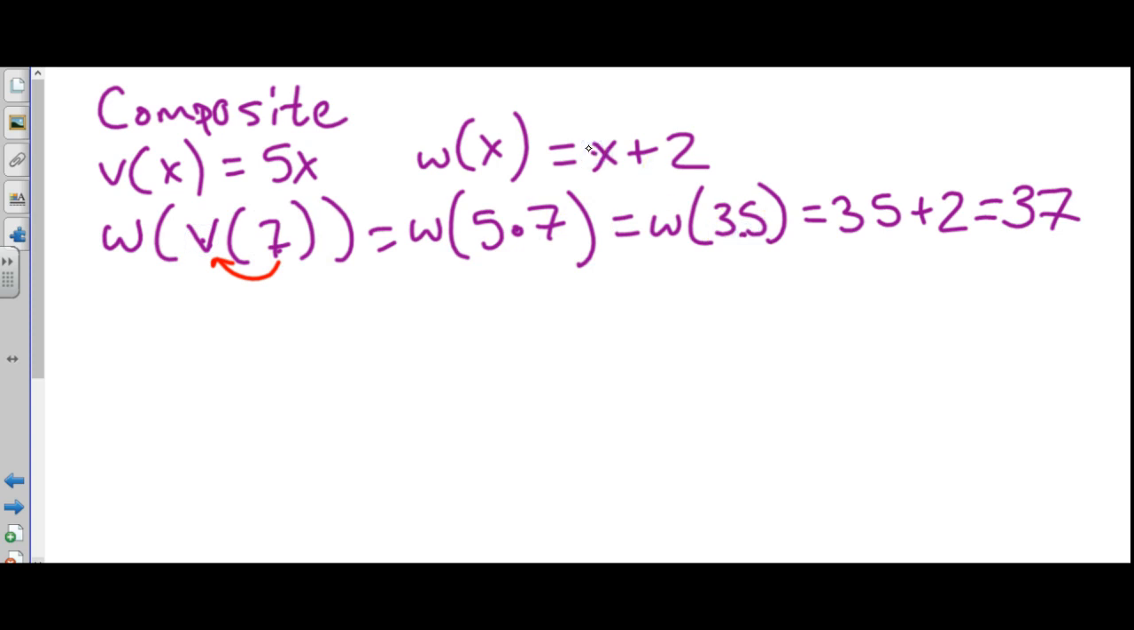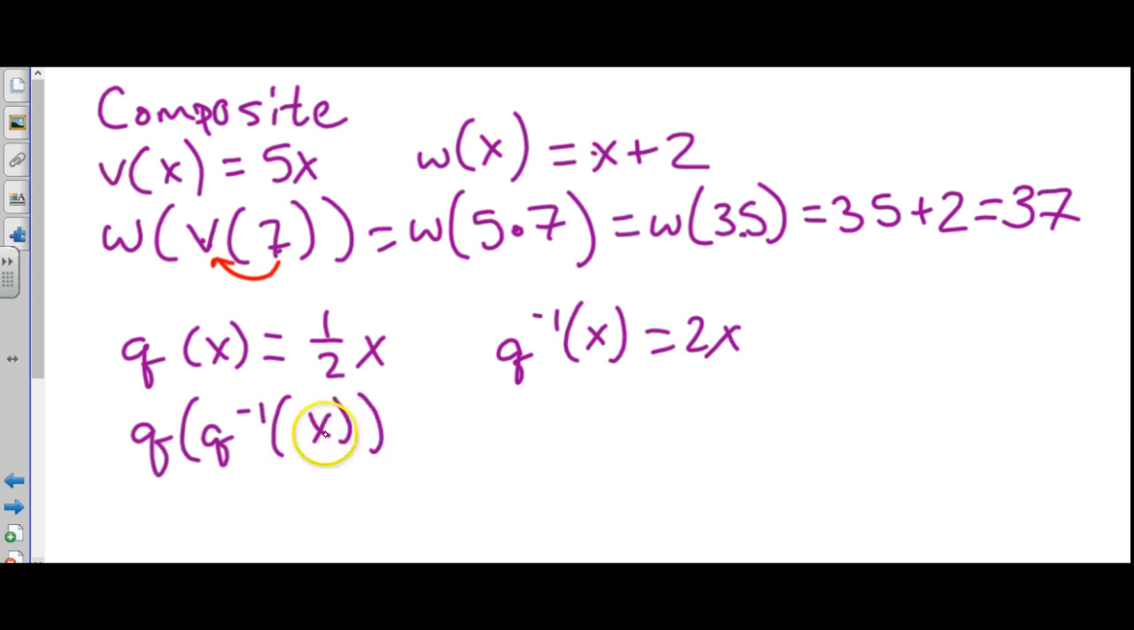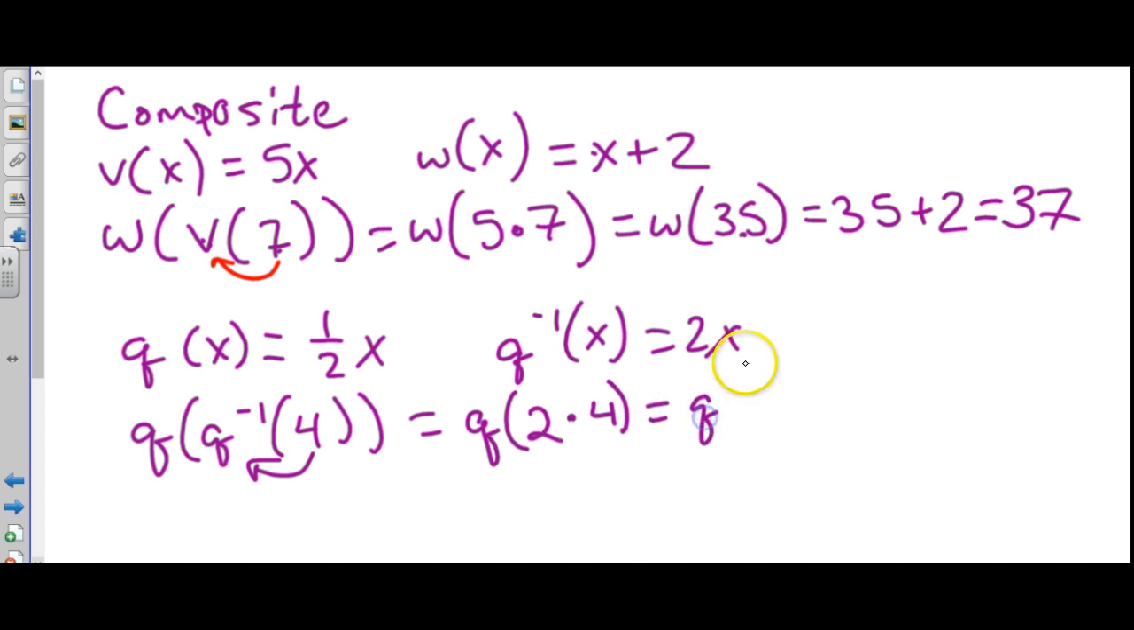Well, the reason we look at this is because we want to see what happens when we do a composite function when you're working with inverses. So what if I did q of q inverse of, sorry, I should put a number there, of 4? This says take 4, plug it into q inverse. Q inverse is 2 times x, so 2 times 4. So that would give me 8.